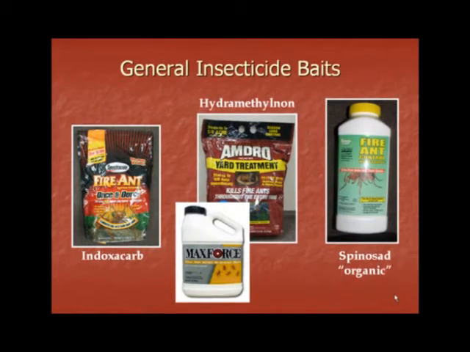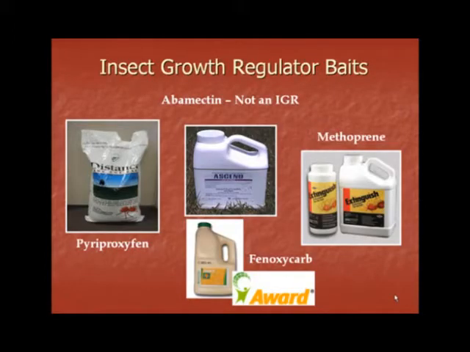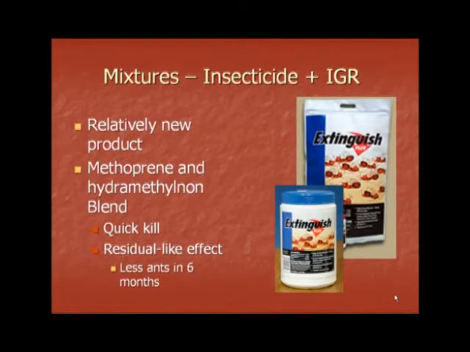Here are some examples of general insect baits. These active ingredients are indoxacarb, hydramethylnon, and spinosad, the organic option to fire ant baits. These are examples of insect growth regulator baits: pyriproxyfen, abamectin, not technically an IGR, fenoxycarb, and methoprene. And then the mixtures or hopper blends of the insecticide plus the insect growth regulator.